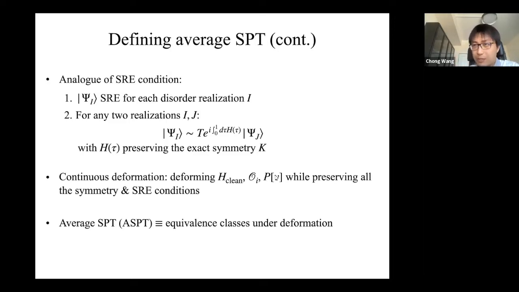In particular, I want to keep all the symmetries. The exact symmetries should remain exact. The average symmetry should remain average. The system doesn't spontaneously break any of this in the middle, and the system remains short-range entangled throughout. Okay, so that's the class of deformation I want to think about. And now it's kind of obvious what to do next. I just define average SPT as basically equivalence classes under such deformation. So that's the rule of my game.